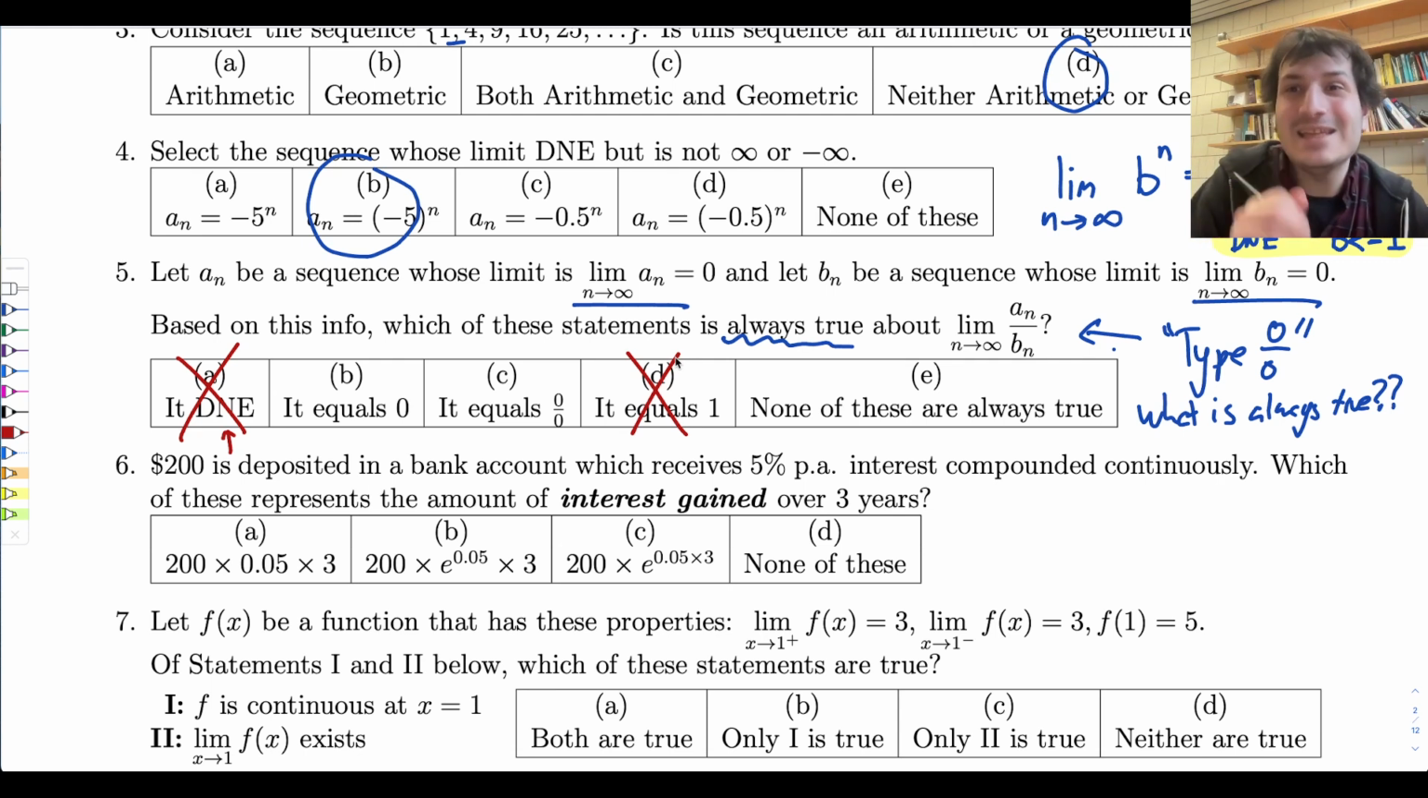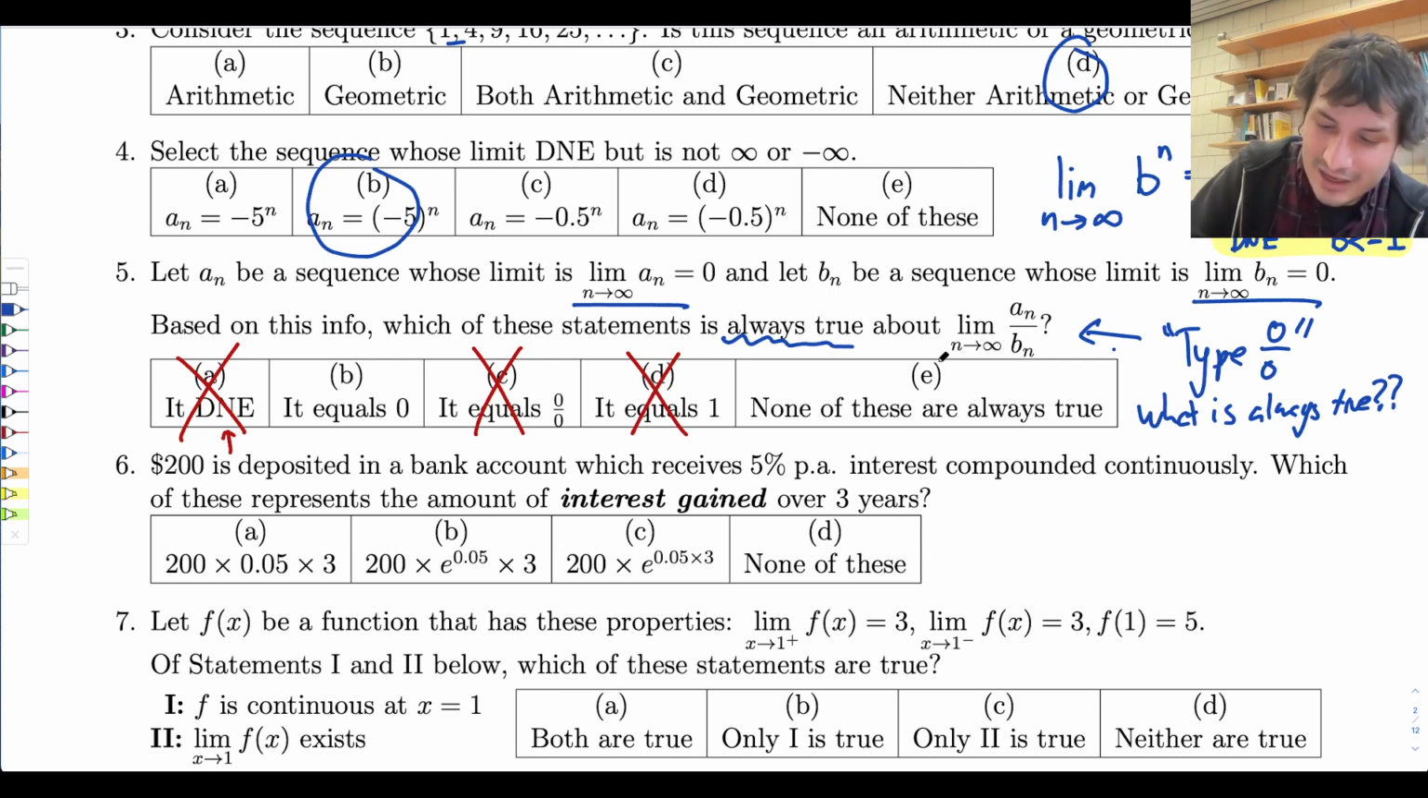Another common choice was it equals 0 over 0. 0 over 0 is not a number. Nothing can ever be equal to 0 over 0, full stop. Some things are type 0 over 0, but equals 0 over 0 is also not right. I think it equals 0 was not very common. Some people chose that, but the correct answer is, of course, none of these always happen.